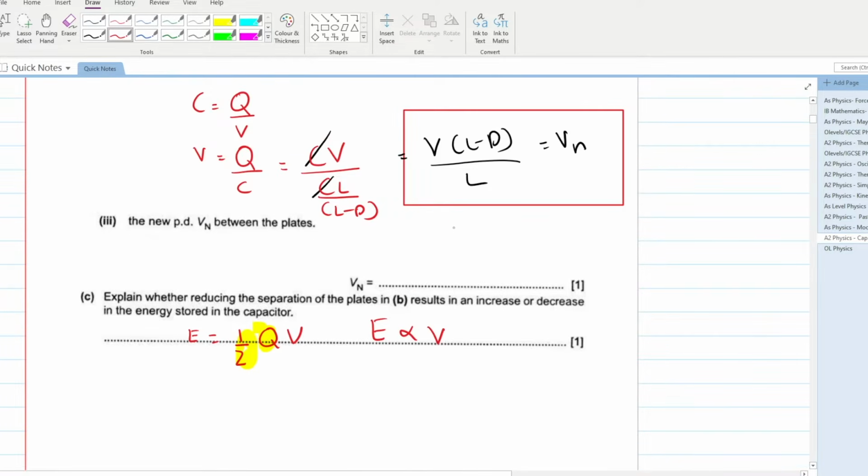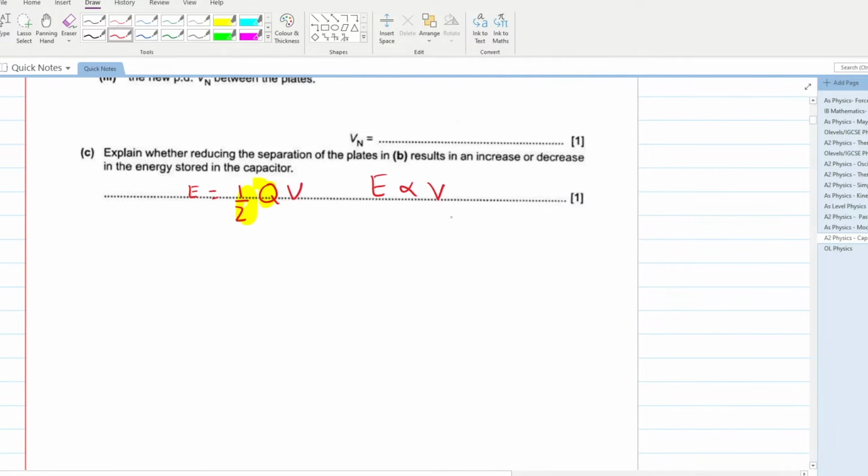Let's see whether the voltage will increase or decrease. If you see here, voltage is getting multiplied by a fraction that is less than 1. क्यों less than 1? क्योंकि L minus D की वैल्यू हमेशा L से कम होगी. So this fraction which I have highlighted in yellow will always be less than 1. So your voltage has decreased. So your energy will decrease as well.